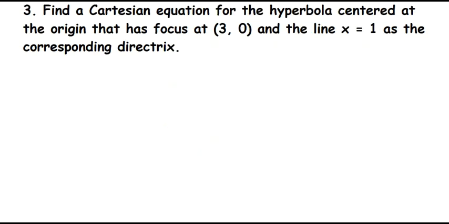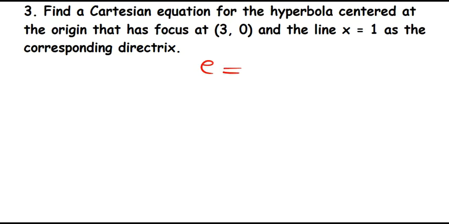And then the last question here is: find the Cartesian equation for a hyperbola centered at the origin, that has the focus at (3, 0) and the line x equals 1 as the corresponding directrix. This takes us back to the other basic formula that I gave you. When you looked at the parabola, what did we say? We said eccentricity is the distance to the focus divided by the distance to the directrix.